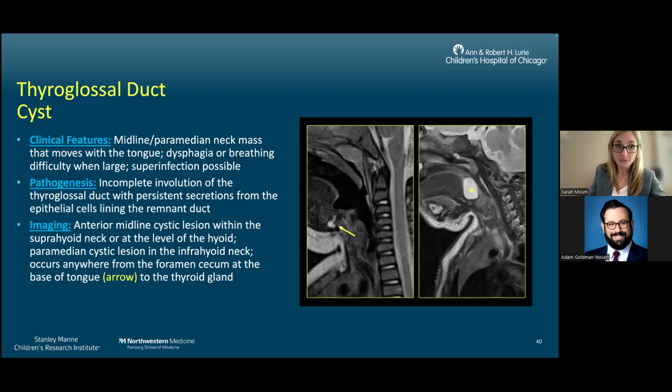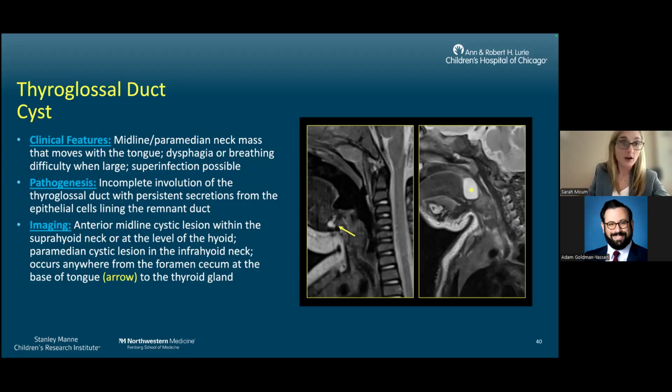On imaging, I'm showing an example, a subtle example that we picked up incidentally, on the left image. You're looking for an anterior midline cystic lesion within the suprahyoid neck or at the level of the hyoid. And then within the infrahyoid neck, it can be in a paramedian location. These lesions can occur anywhere from the foramen cecum at the base of tongue down to the thyroid gland, anywhere along that expected descent course.